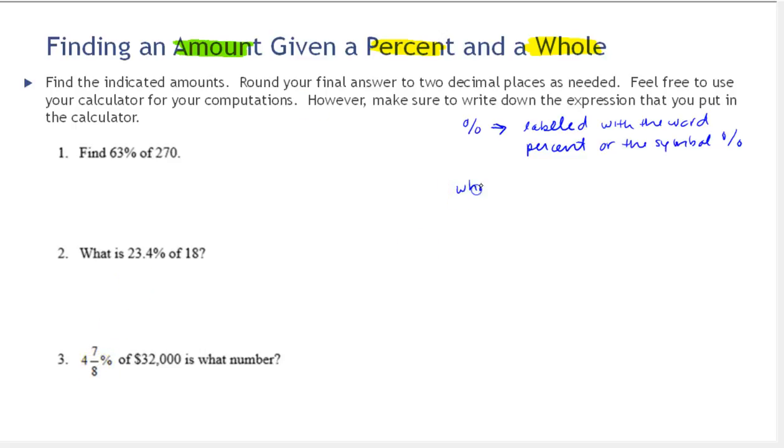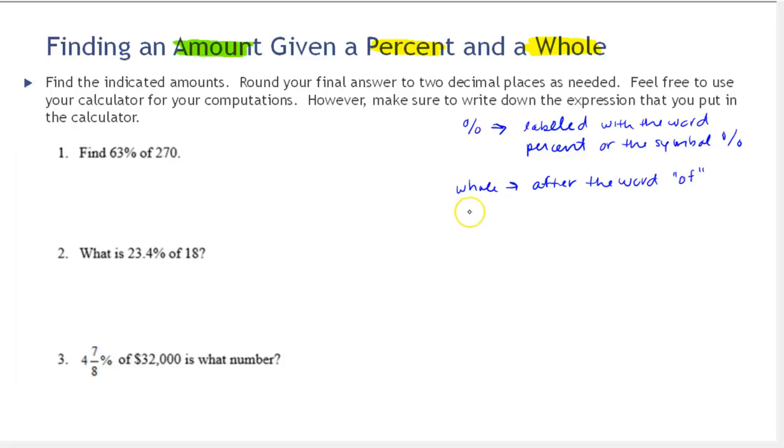The whole is after the word of. So in our fraction language and our ratio language, we would say 15 out of 30, or what part of this. So the of is always telling us, or about to tell us, the multiplicative whole we're comparing it to. So here I see of 270, of 18, of 32,000. So those are the denominators of our ratios, or the wholes.